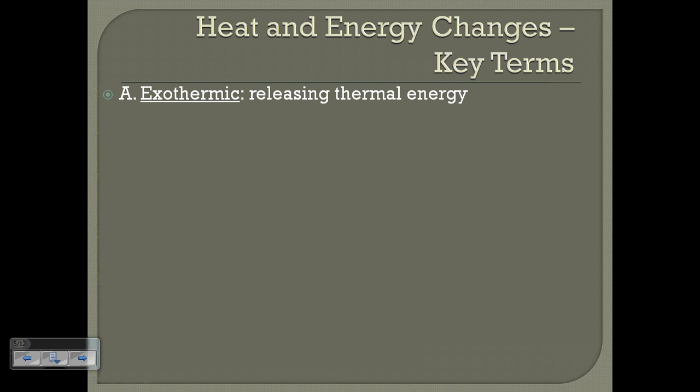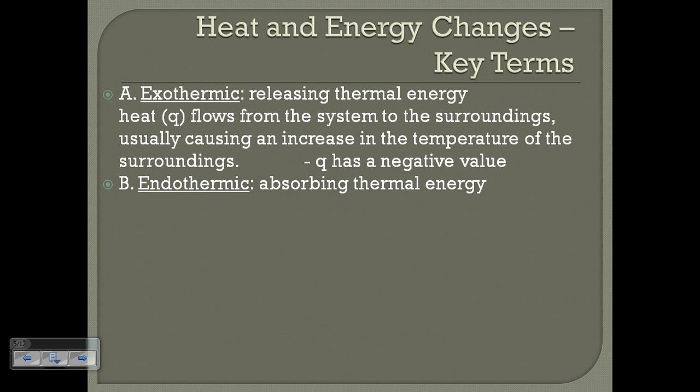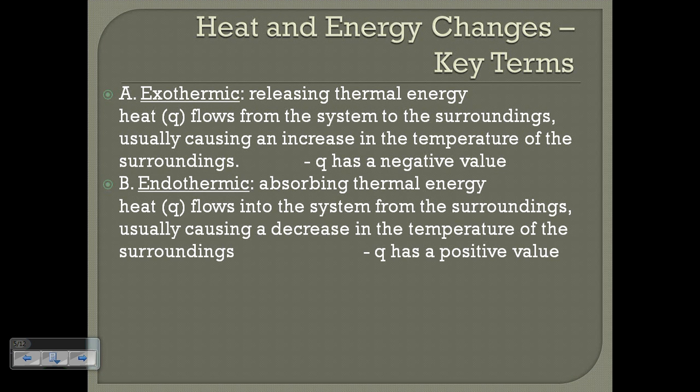All right, a few more key terms. You've probably seen these before. An exothermic reaction, that's when you release thermal energy. So what happens? Heat flows from the system into the surroundings, usually causing an increase in the temperature of the surroundings. When we do this, because we're losing heat, we give Q a negative value. And the opposite of that is an endothermic, which is when we absorb thermal energy. And in this case, heat flows into the system from the surroundings, and that causes a decrease in the temperature of the surroundings, and that's what we feel.